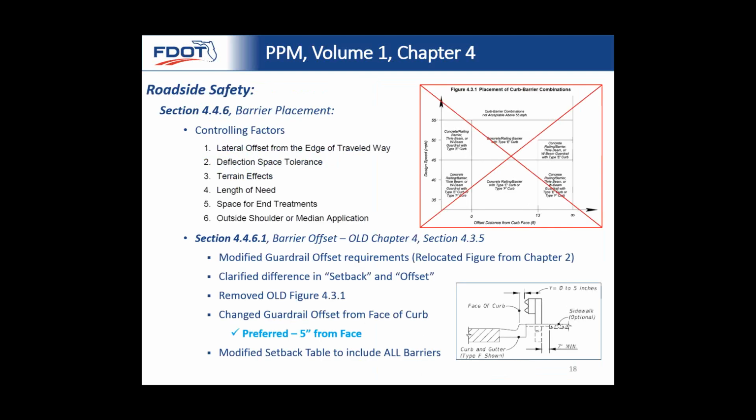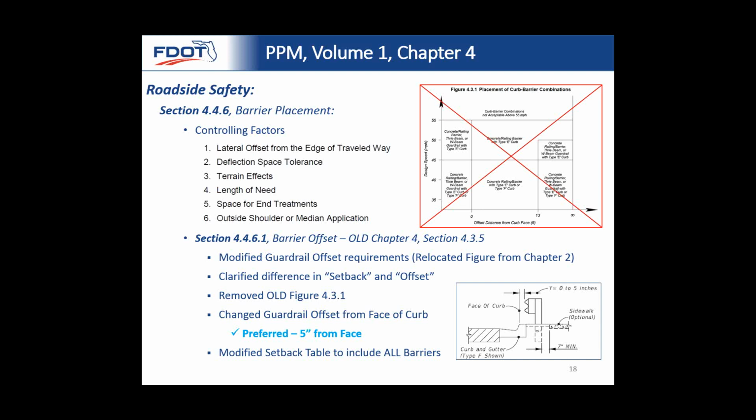Getting into some more of the specifics on where to place a barrier, we've added some new information and new sections to the PPM to supplement our criteria. So we list out what the controlling factors need to be when a designer is trying to determine where he's going to place his barrier, but also provide the specific design criteria for either the setback or the offset of a barrier. One thing to note moving forward in DOT policy is the difference between setback and offset, because the terms were kind of intermixed in the past.